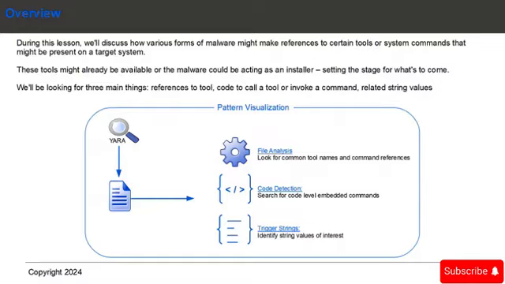Now, that could come from a couple of different situations. It could be that the tools might already be available on the target system, or the malware could be acting as an installer, setting the stage for what's to come. So we're going to look for two main things: string matching and file analysis. From a file analysis standpoint, we'll look at common tool names and command references. From a string matching perspective, it's going to be looking for those embedded commands or other strings that may be of interest, may reference some unwanted activity.